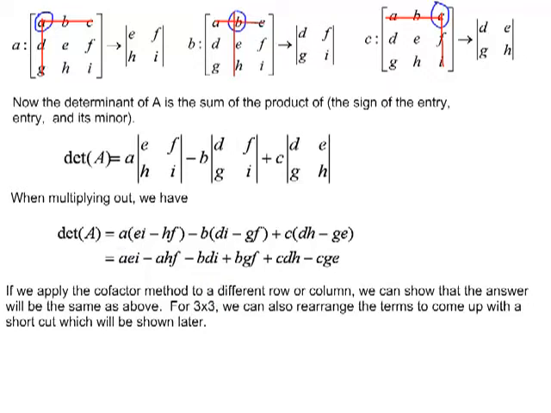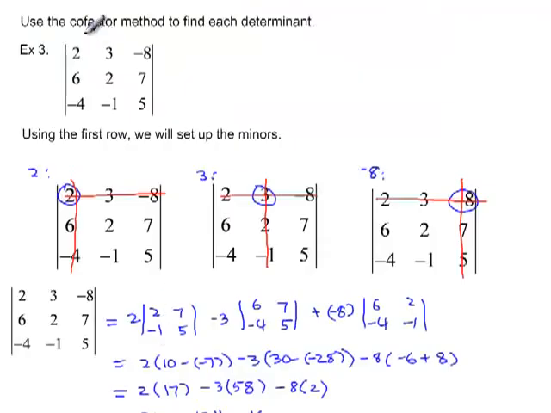So let's simply take a look at 2 examples for a 3 by 3. Example number 3: 2, 3, negative 8 will be the first row, 6, 2, 7 is the second, negative 4, negative 1, 5 will be the third row. We are going to use the first row to expand the determinant. So let's set up the minors. I set up the 3 matrices for you. Using the first row, 2 will be the first entry, so you cross out the first row, first column, and the remaining entries will give you the minor.